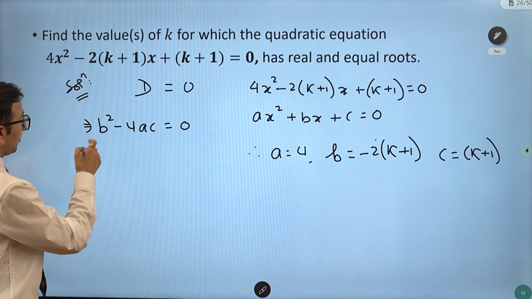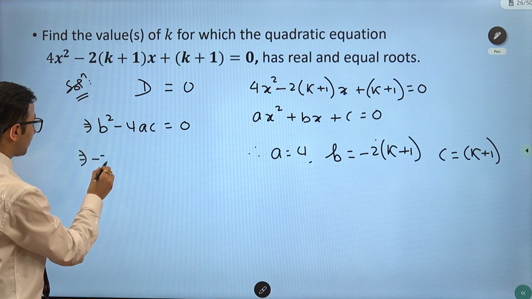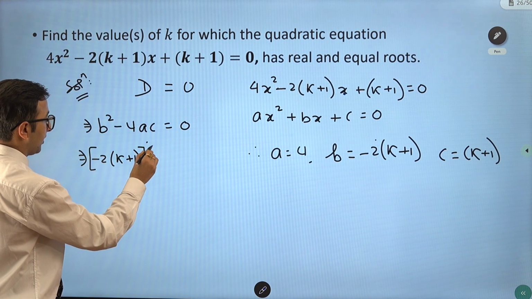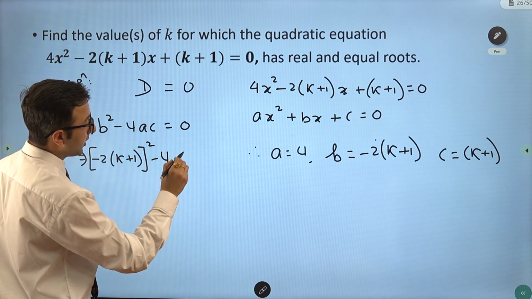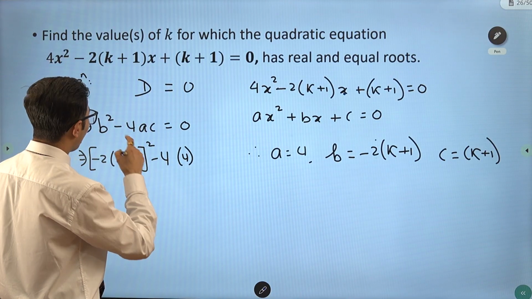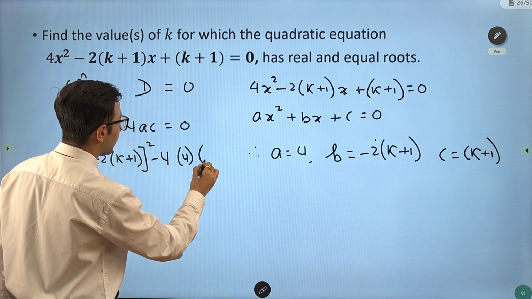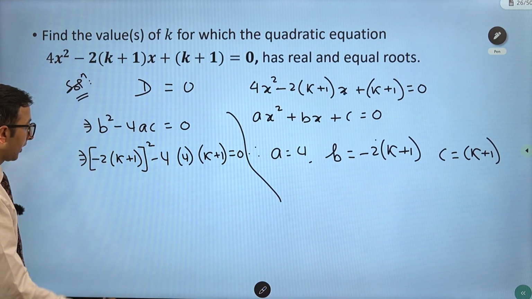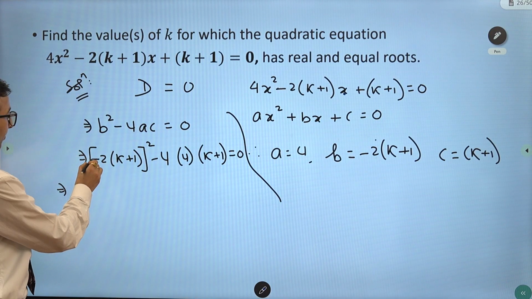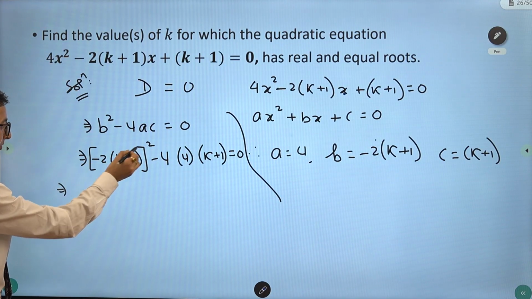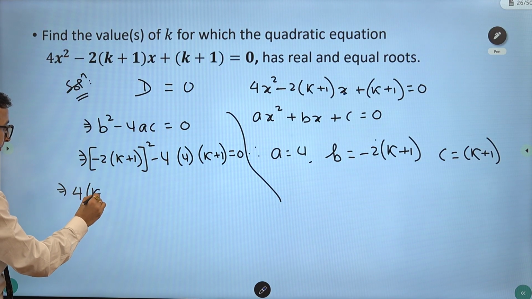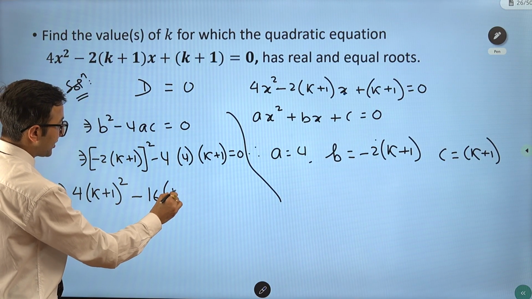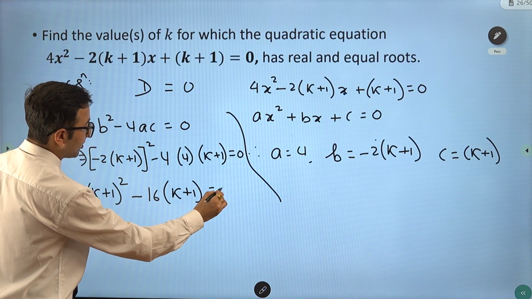Now look at here what is there in place of b is minus 2 times k plus 1, its whole square, minus 4 times what is there in place of a is 4, and what is there in place of c is k plus 1, which is equals to 0. So the square of negative is positive, 2 square is 4 times k plus 1 whole square minus 4 4s are 16 times k plus 1 is equals to 0.